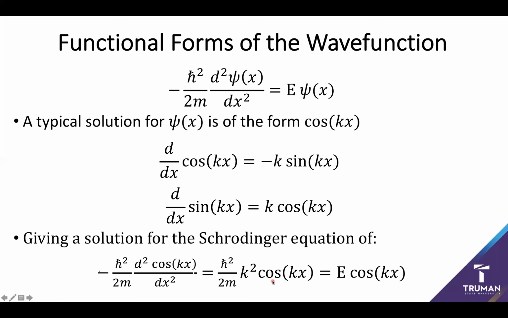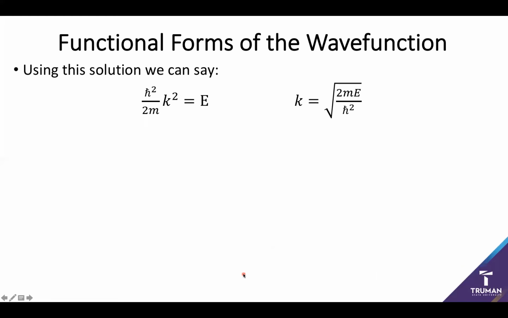Now, here's where we can actually compare it to the Schrodinger equation. Because the Schrodinger equation says if I apply this whole equation to my wave function, I should get the energy times the wave function. Well, here's my wave function. This means that everything else is going to be my energy. So using this solution, we can show that my energy is going to equal h bar squared, k squared over 2m.